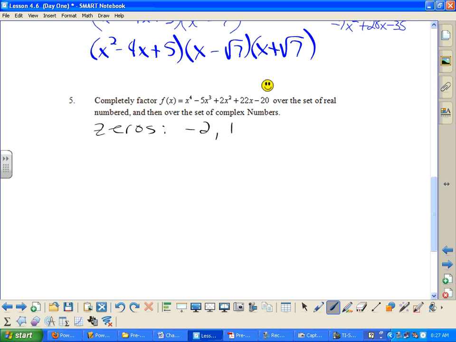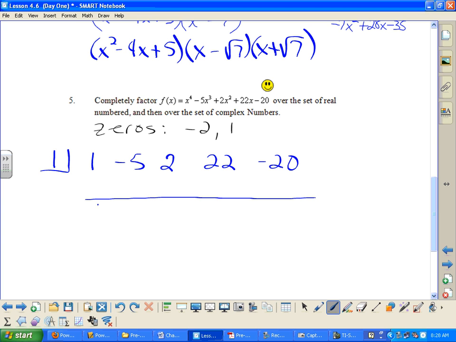So what do I need to do now? Yep, we got to do synthetic division then with those two numbers. So I'm going to use 1 first of all. That's an easier number to work with. So 1, negative 5, 2, 22, negative 20. So we bring down our 1, and then just continue through the process with synthetic.